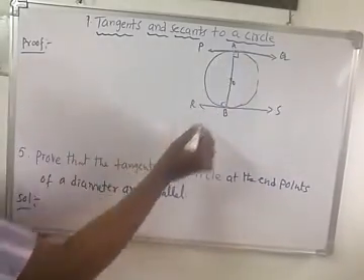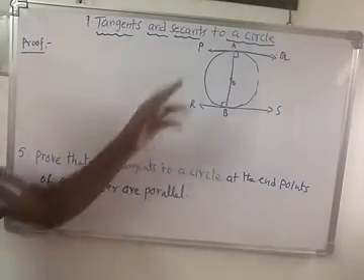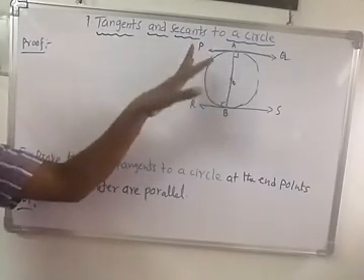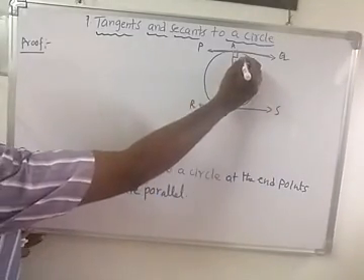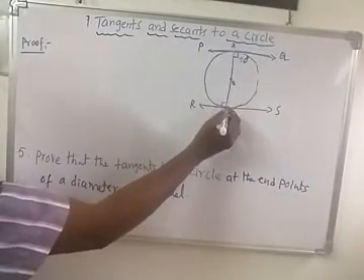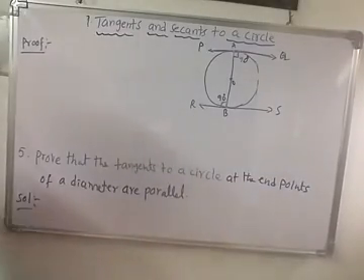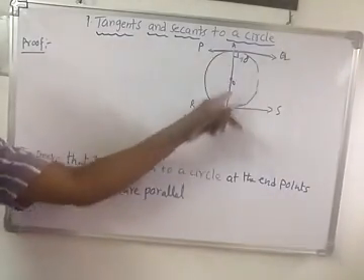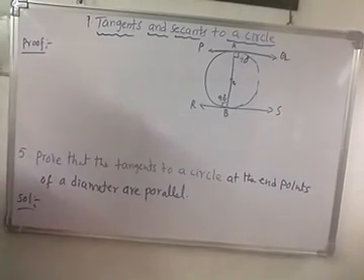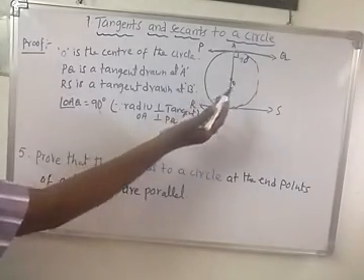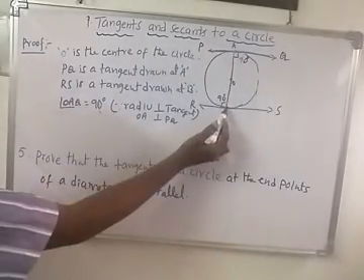Because OA is a radius and PQ is a tangent, the tangent and radius are always perpendicular to each other. So how much angle is formed? 90 degrees. Here also, this is a radius and this is a tangent, so 90 degrees is formed. Suppose we take AB as a transversal line. Here O is the center of the circle. PQ is a tangent drawn at A. RS is a tangent drawn at B.